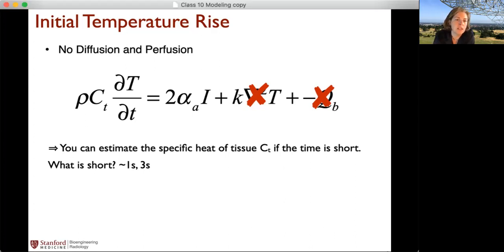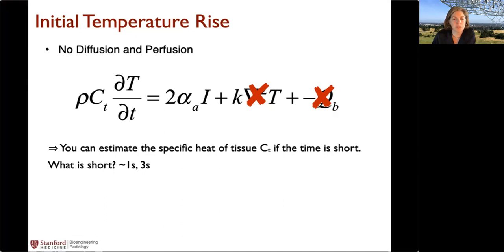And what that means is that this equation is much simpler. You could, for example, if you knew what the intensity was, set up phantom experiments, or even in vivo, if you knew what the intensity was, you knew what your absorption was, and you can measure your temperature rise, then you might be able to back out the other constant here, the specific heat of the tissue. So this actually provides an ability to evaluate your experimental setup a little bit.